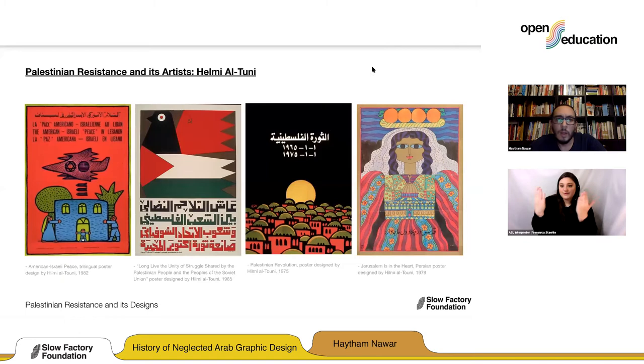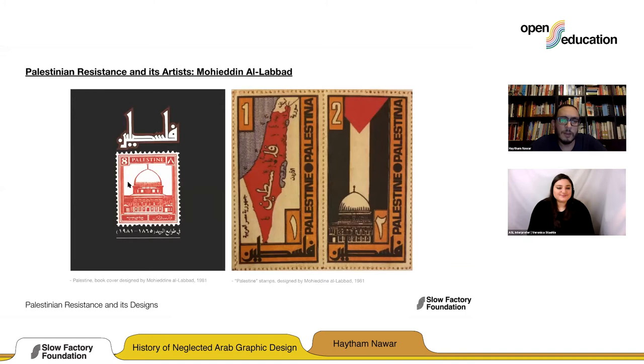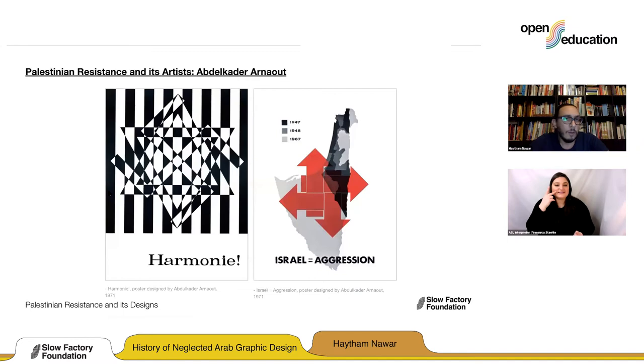Again, we move forward to different designs, which are related again to the Palestinian Revolution. I think it should move a little bit faster. Palestine, a beautiful stamp designed by Egyptian Mohideen Labad again, and the book cover design about the Palestinian stamps. They're mixed, showing the Nazi and the Israeli Star of David. That's a design by Abdel Qadir Anaout, a very controversial design. Israeli and equal aggression. Again, that's another design by Abdel Qadir Anaout, Syrian Abdel Qadir.